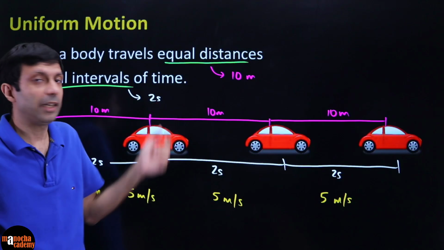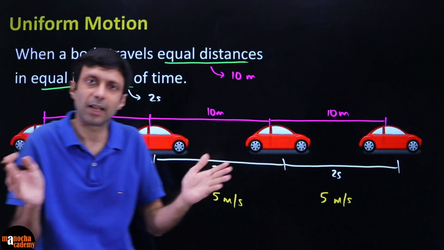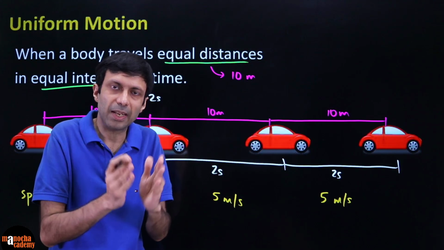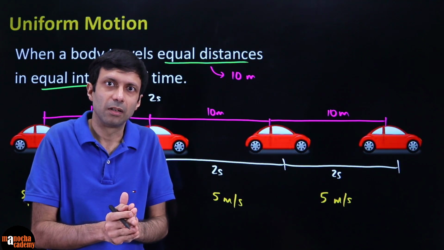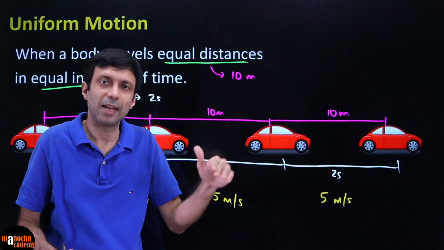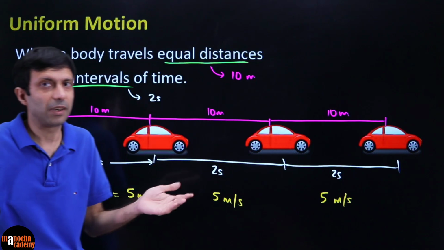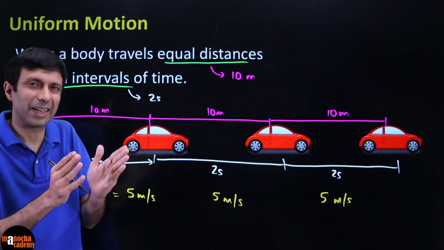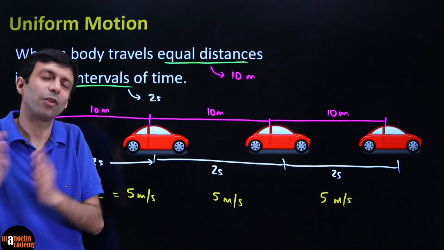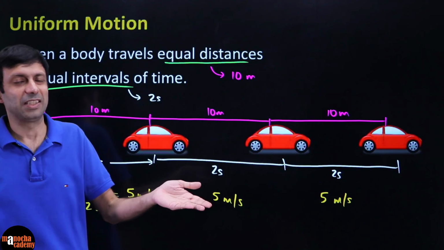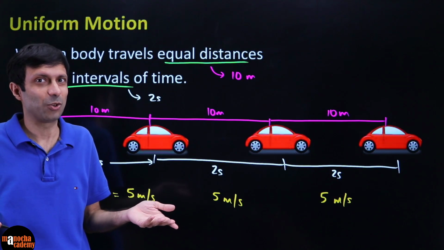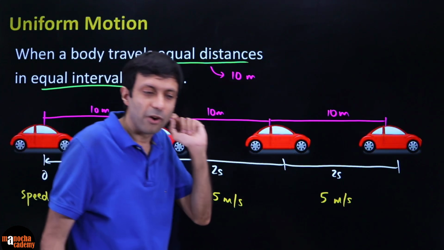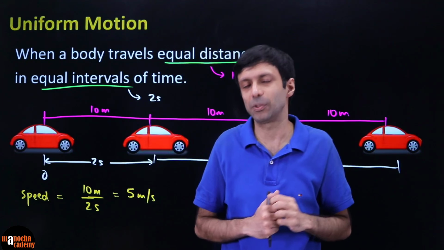And the time interval need not be only 2 seconds. You can make the time interval 1 second, 5 seconds, 10 seconds. But as you keep making the interval smaller, if it's traveling the same distance, that means it is definitely traveling at the same speed, because you can keep making the interval 1 second, 0.1 second. Every 0.1 second if you measure, let's say it travels the same distance, so the car is at uniform speed. Clear? So this is the meaning of uniform motion, traveling at constant speed.